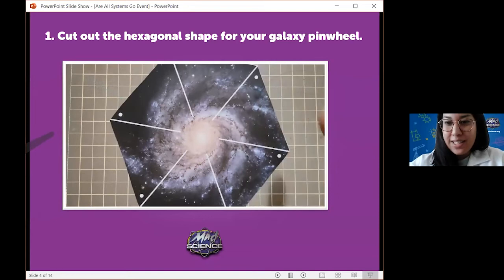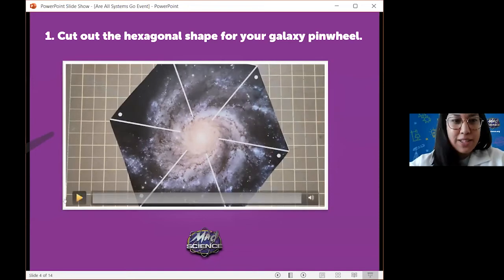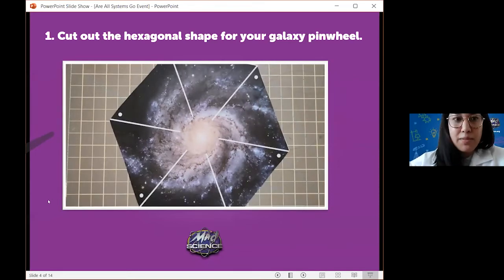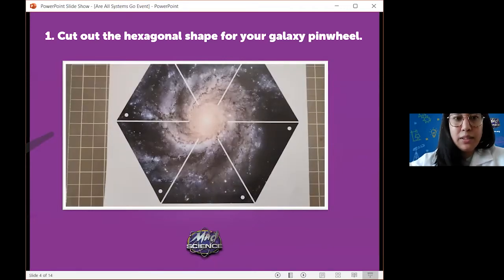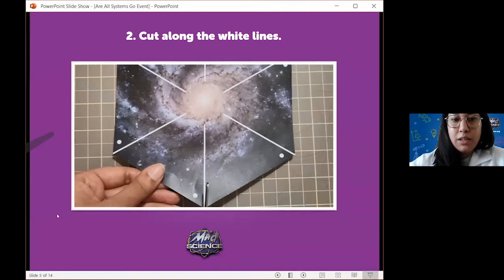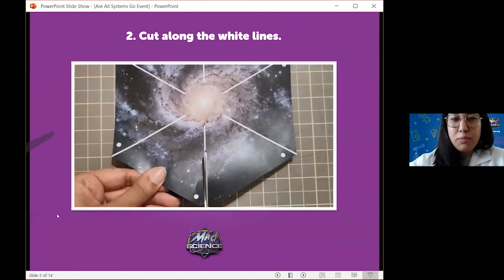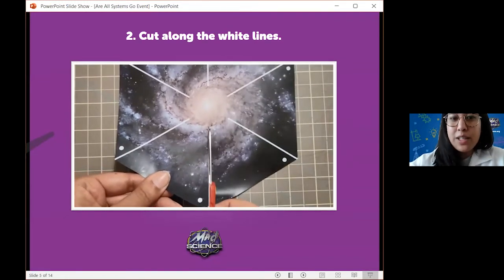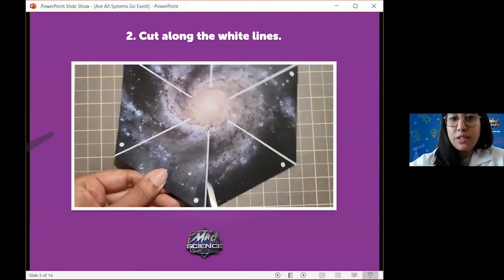Okay, so I see that everybody looks to be about the same speed as I am. So I'm going to go to the next step, which is cut along the white lines. So there's 6 white lines. You're going to want to cut only where the white is. Don't go in the center. So you'll see where my scissors stops.